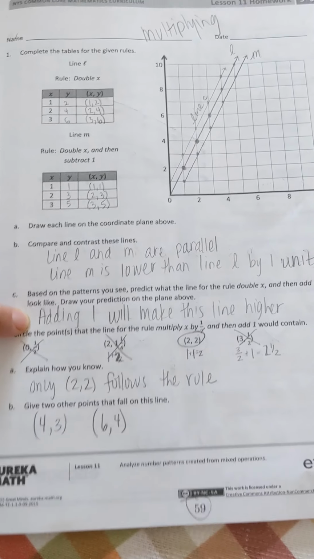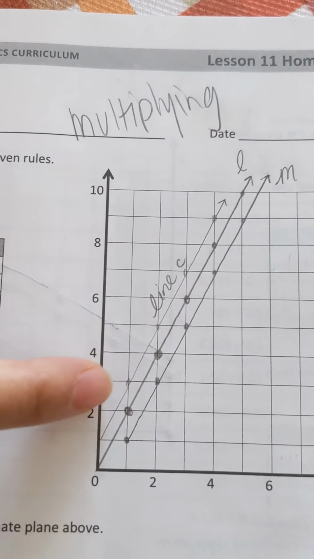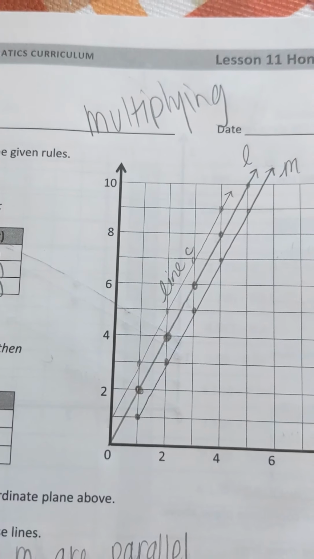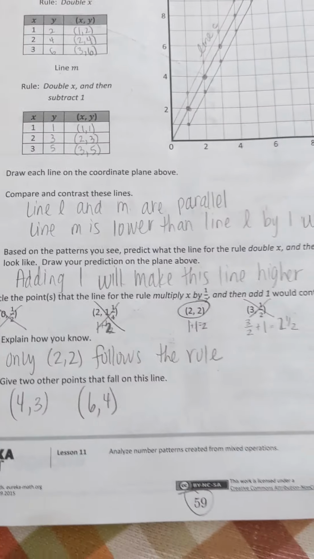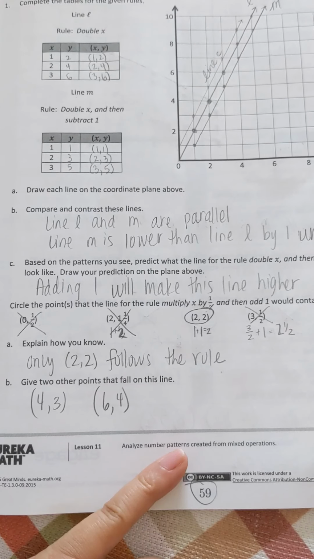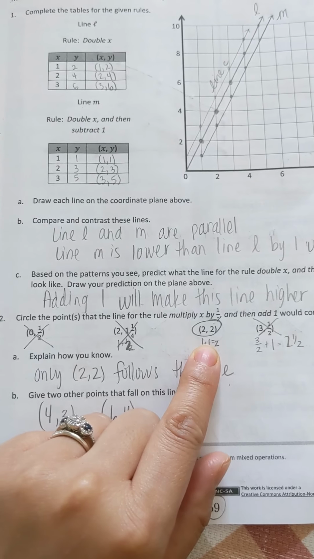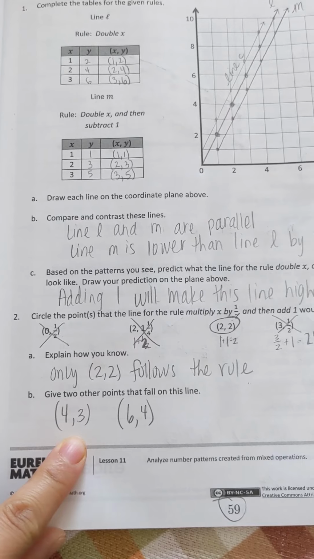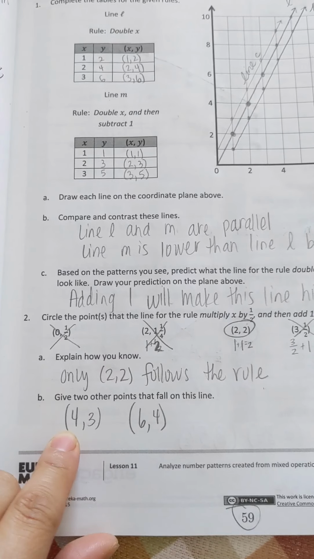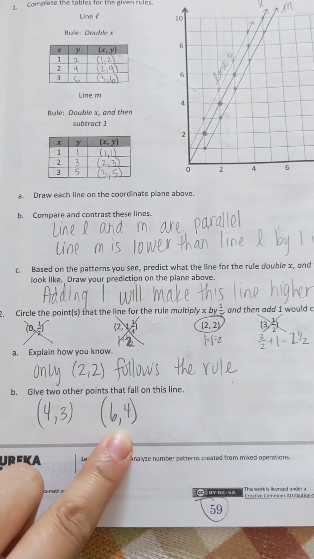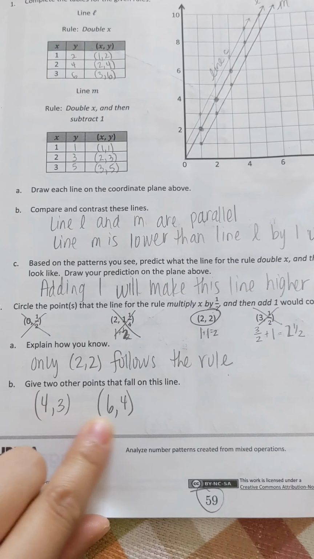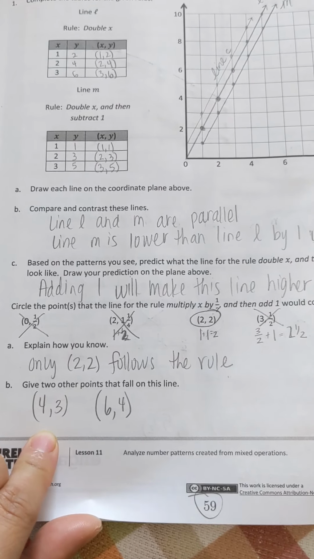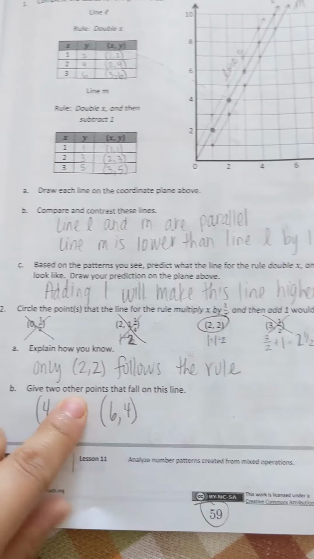And then predicting what another line would look like. So that's line C here on the coordinate plane. And if you're looking at which ones follow the rule, only the third one here, because they follow the rule. And then I just chose some easy numbers to complete the rule with. So these are two coordinates that would also fall on that line, whatever this line is.